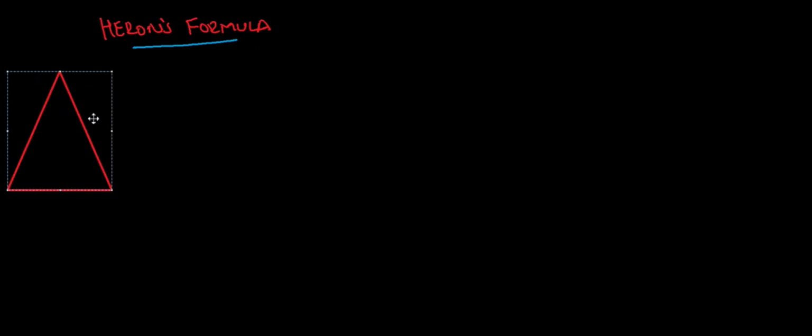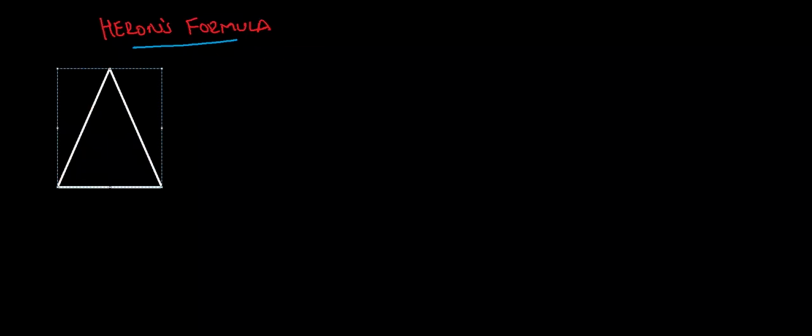So today I'll show you how to use Heron's formula to find a triangle's area. A triangle is given to you, with sides A, B, and C. You have to use the formula called Heron's formula to find the area.